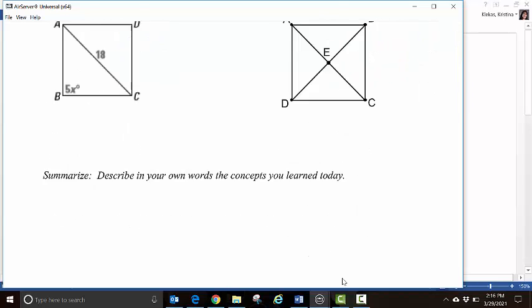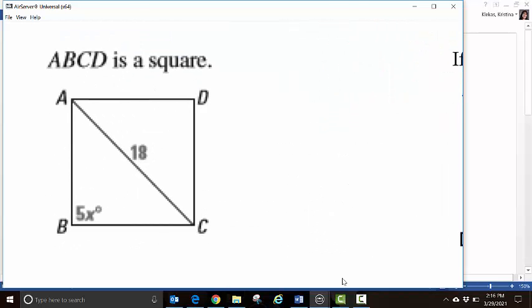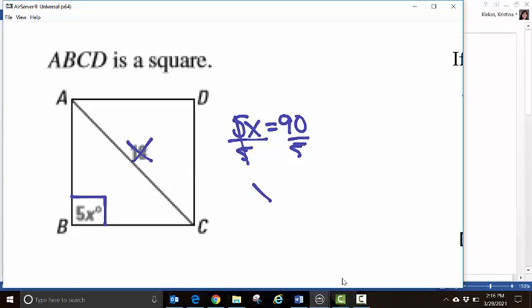Good job. Let's do these last two, guys, and we're done. Here's the deal. It says if this is a square, solve for x. This 18 is extra information. We don't need it. We know that this corner is 90. So 5x equals 90. Divide by 5, and x equals what? Yeah, that's right.